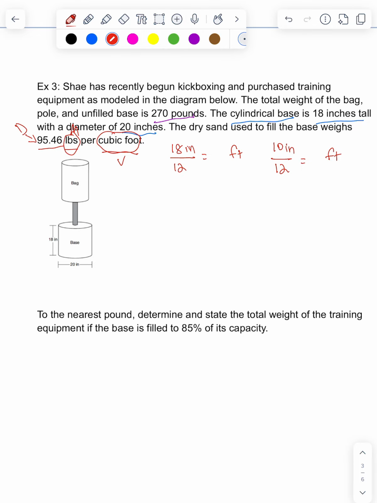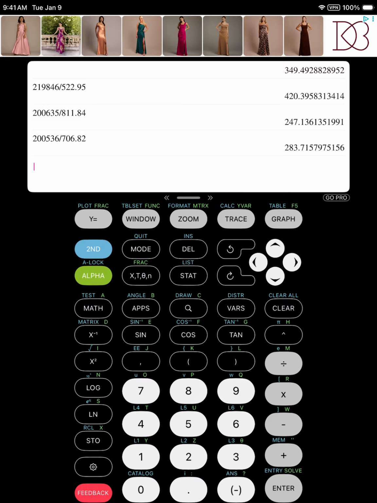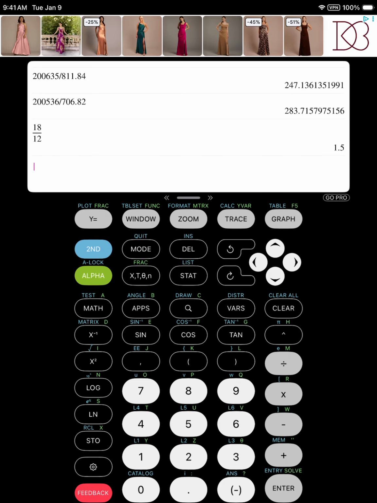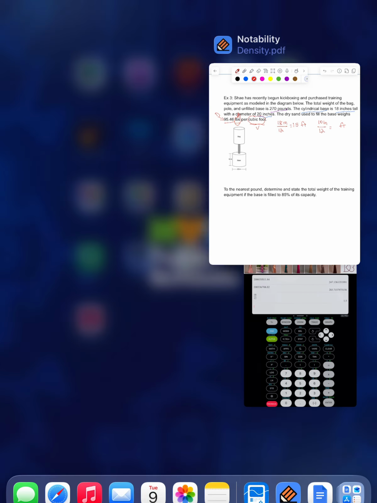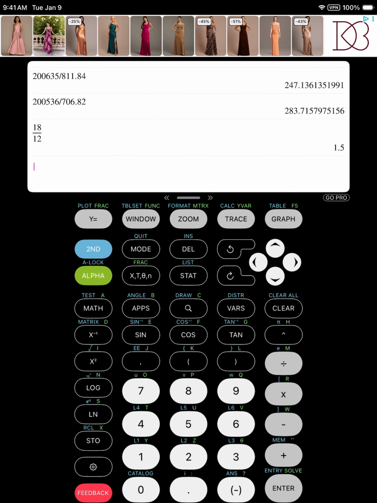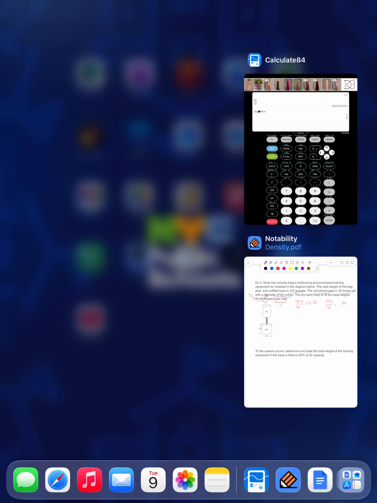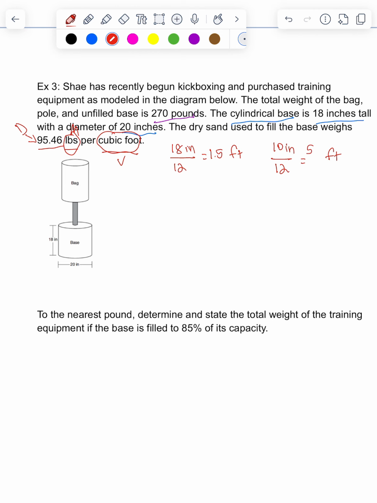So I'm going to use my calculator. If I use the fraction button, it'll put it into a fraction in lowest terms for me, or it'll give me a decimal. I can always convert it back to a fraction. So 18 divided by 12 is 1.5, and then 10 over 12. Oh, I don't like that decimal. I'm going to change that into a fraction. 5 over 6 is the fraction in lowest terms.